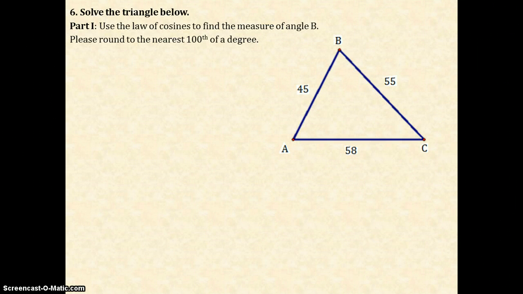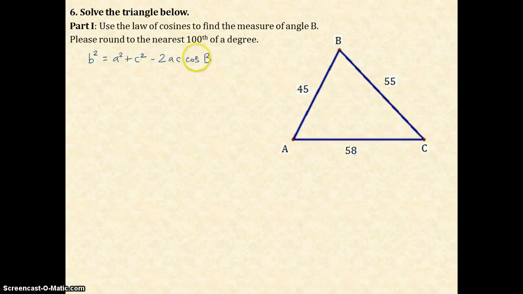We need to solve this triangle. And the first thing we're going to do is use the law of cosines to find the measure of angle B. So the law of cosines, in this case, we would use b squared equals a squared plus c squared, because B is the angle we're using, minus 2ac cosine of angle B.